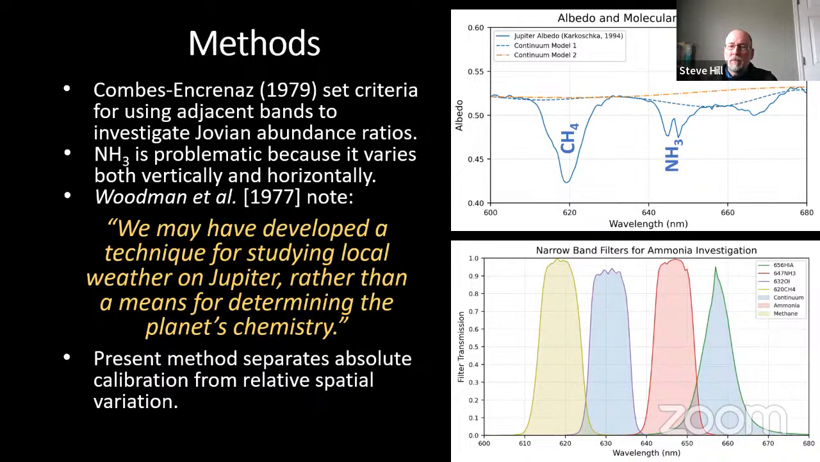Because ammonia is variable both horizontally and vertically, Woodman in 1977 wrote towards the conclusion of his paper that we may have developed a technique for studying local weather on Jupiter rather than a means for determining the planet's chemistry, which was the original stated objective, to look at compositional variations. So that's exactly what this work is doing.